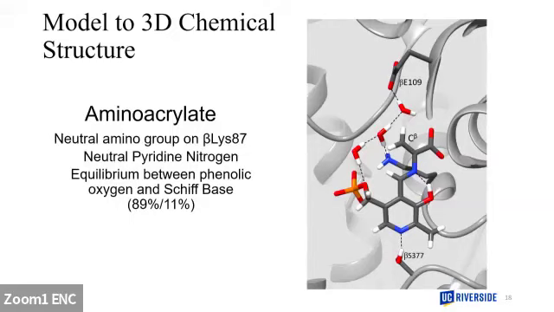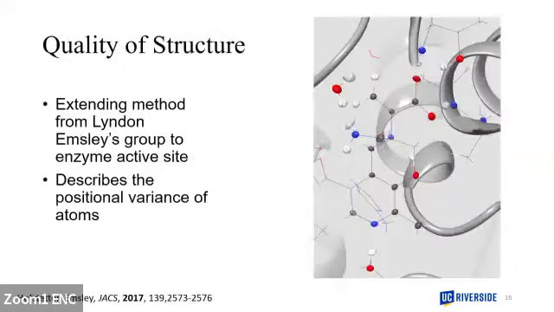The acid-base catalyst, lysine 87, is neutral, and I will talk more about the catalytic importance in a moment. But before I talk about the catalytic significance, let's talk about how good the structure is. To do this, we are using another method from Lyndon Emsley's group, which was applied to small molecules and is now being extended to our structures of tryptophan synthase.